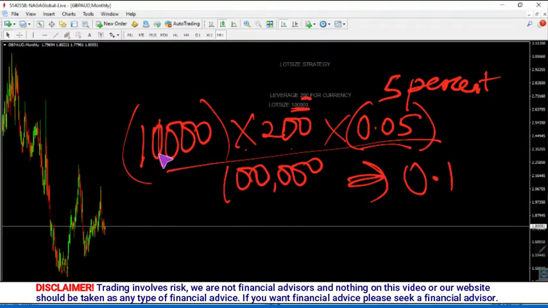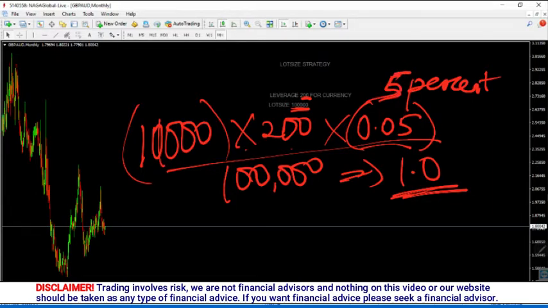So 10,000 times 200, you can be punching that, times 5% of your account size, you're going to be getting 1.0 lot. So in that scenario you'll be getting 1.0. This is the ideal lot size to be used. What it means is that you're losing 5% of your account size on this trade for 1.0 lot size.